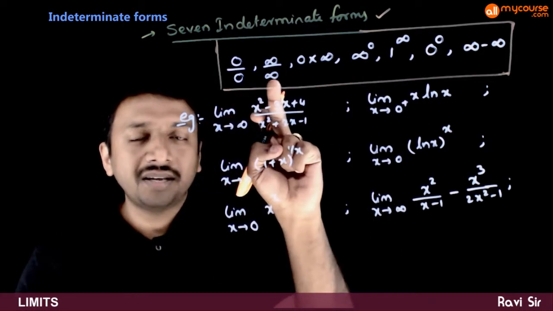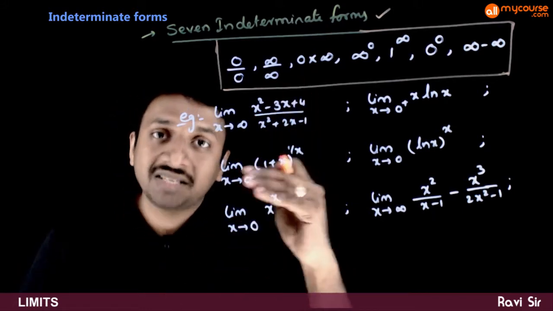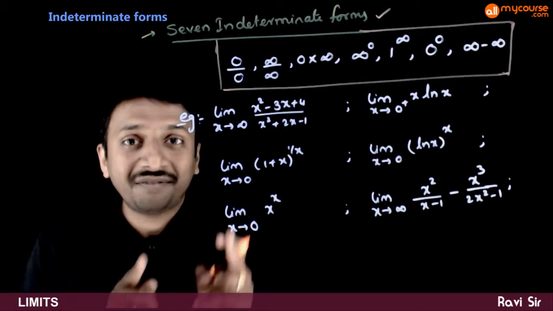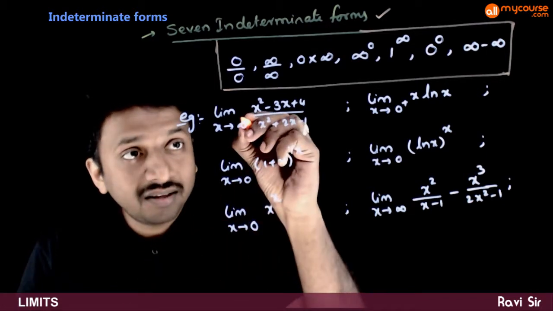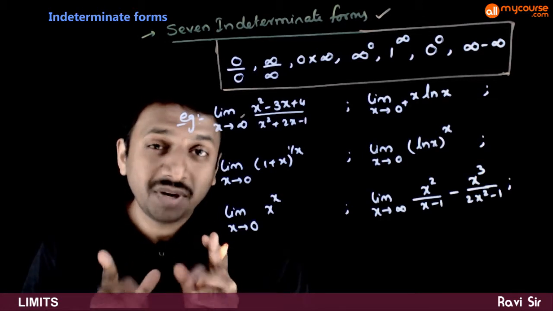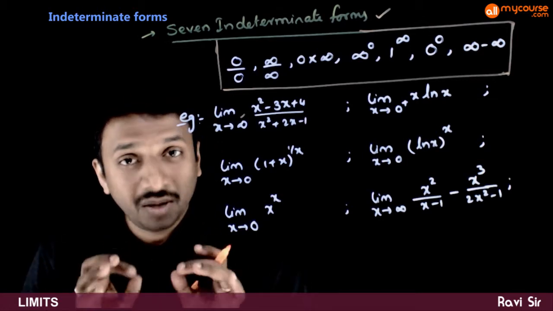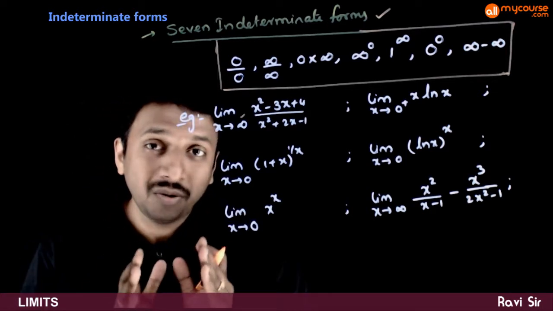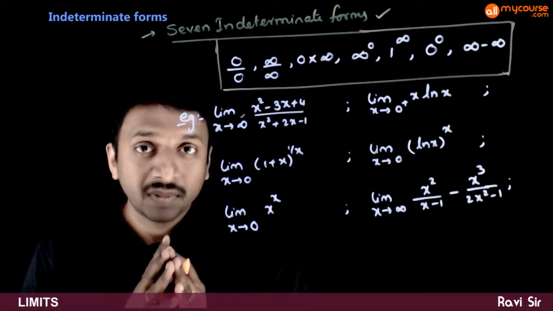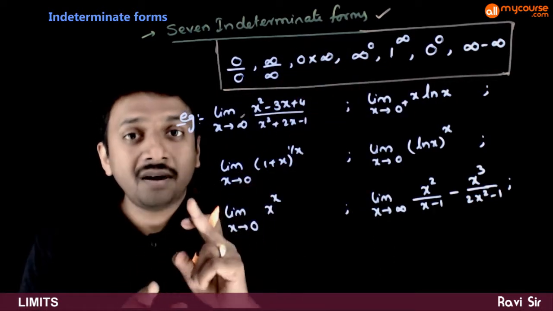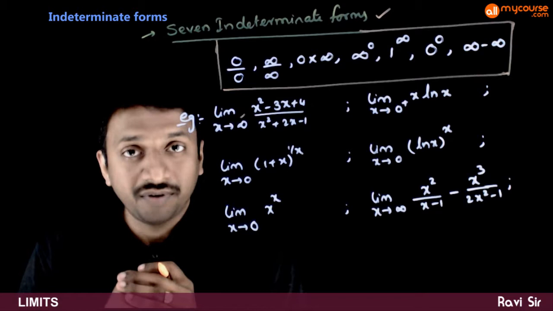Whenever you get indeterminate forms on direct substitution, that means that the function is not defined at the particular value of x. It does not mean that the limit does not exist. It only means that the functional value does not exist. So that's what you need to understand very clearly. Even when you get indeterminate forms, you can find the value of the limit.